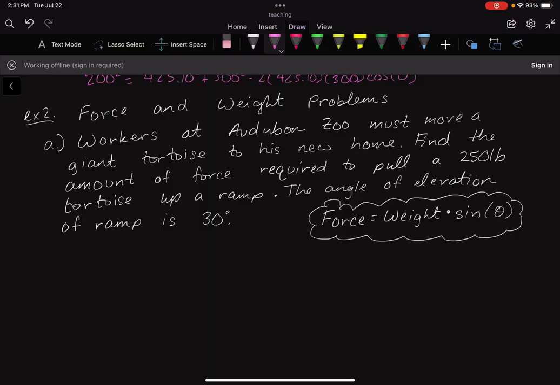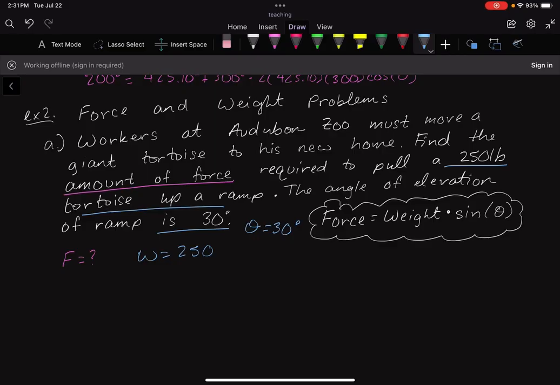All right. So if we're looking for force, we want the amount of force. I have the weight, it's 250 pounds. And I need the angle of elevation. So my angle there is my theta, and my theta is 30 degrees.